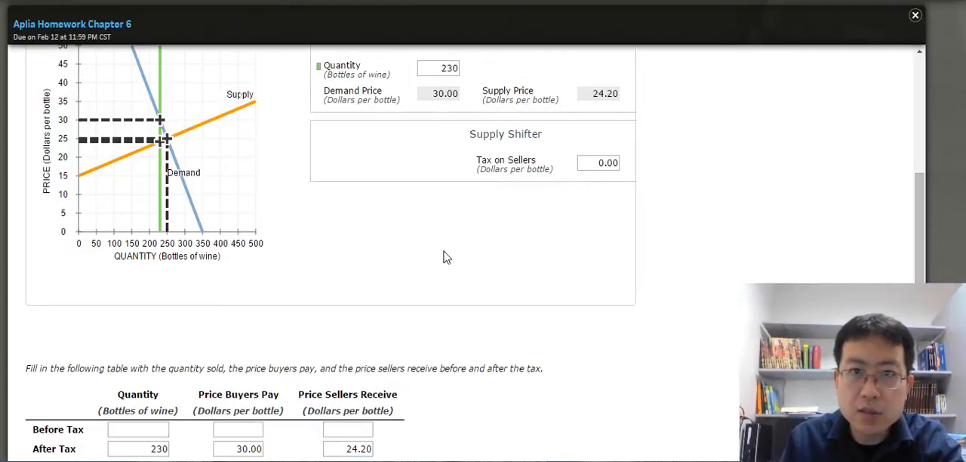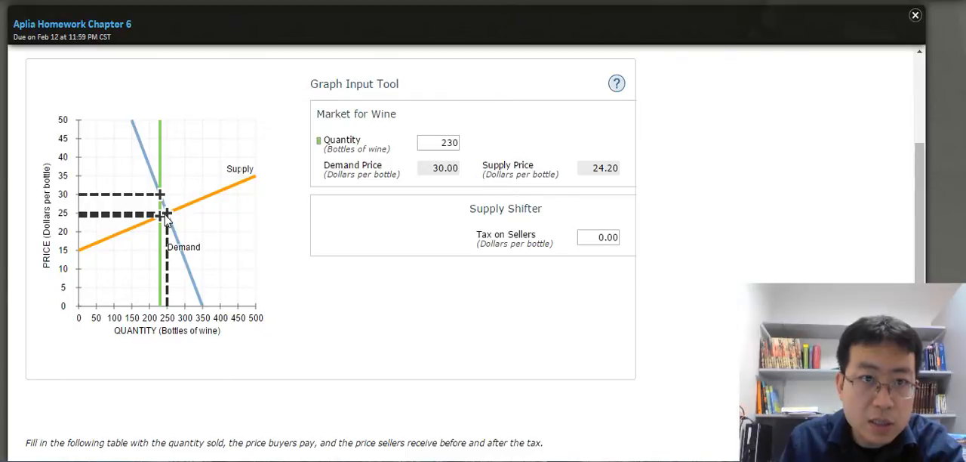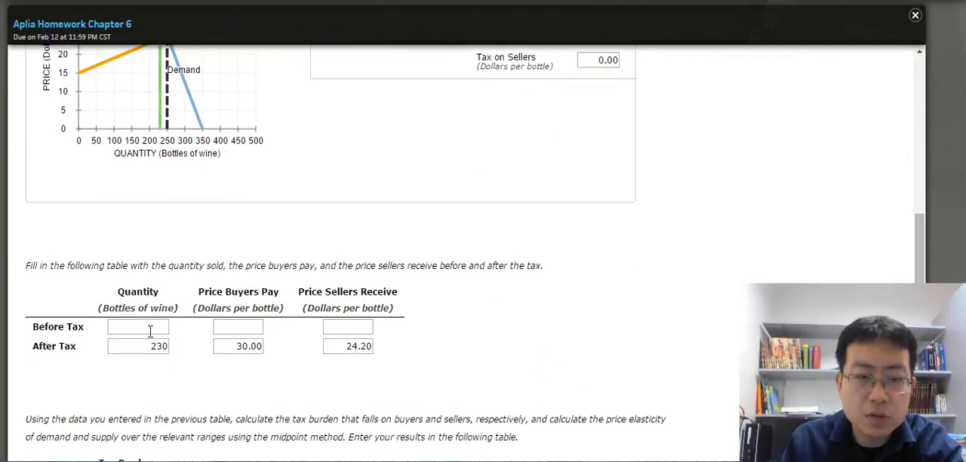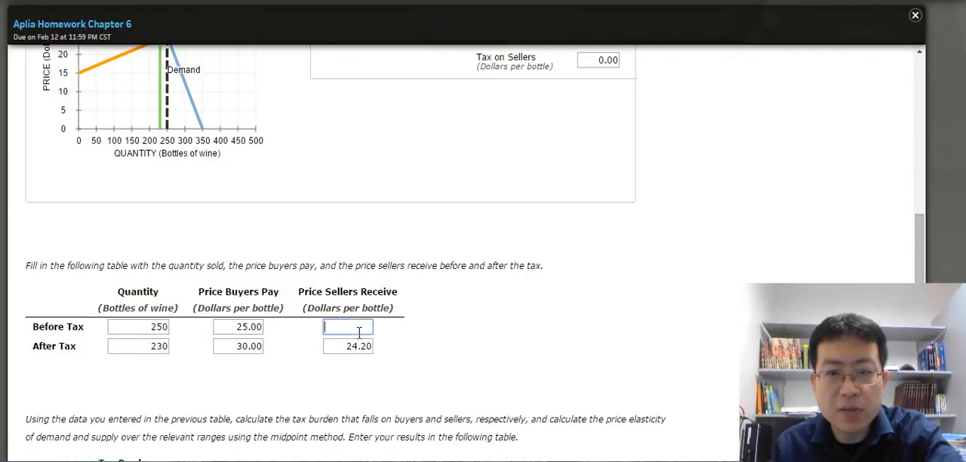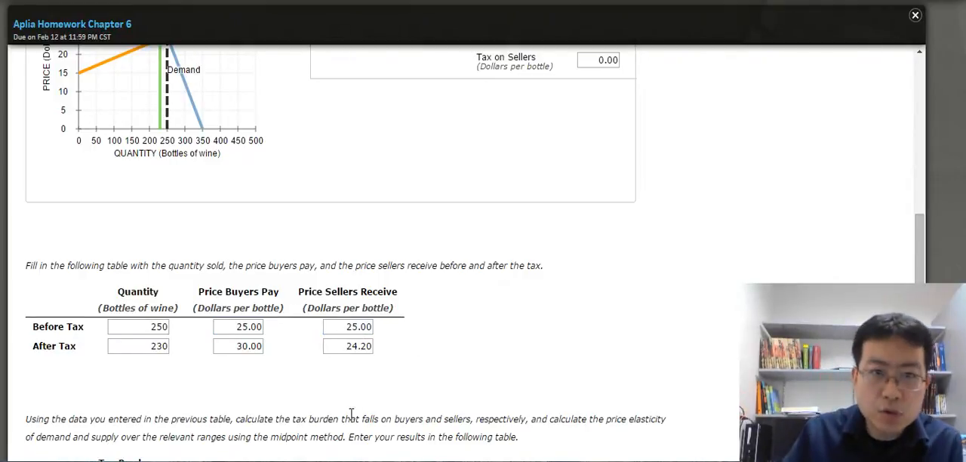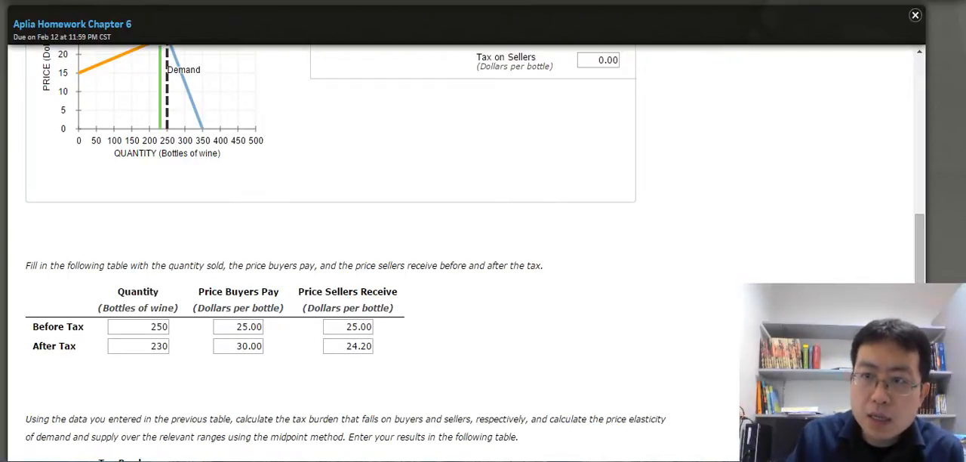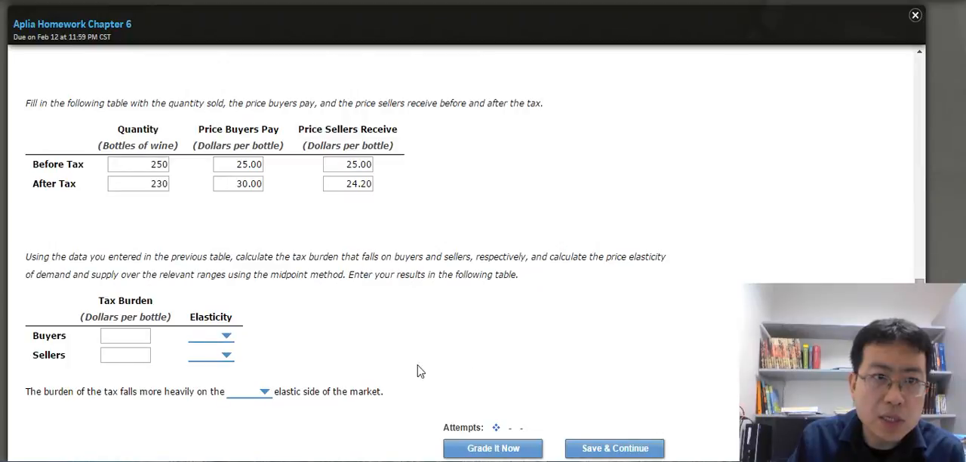Now, before tax, so let's go back, or just click on this point right here. So this is our before tax equilibrium. We have quantity 250 and the price 25. So put 250 for quantity, and then 25 for the price buyer pays and 25 for the price seller receives. Now the reason why they're both 25 for before tax, because before tax, whatever that's been paid by the buyer will be all given to the seller. So the before tax, the price buyer pays equal to the price seller received. So 25 each.